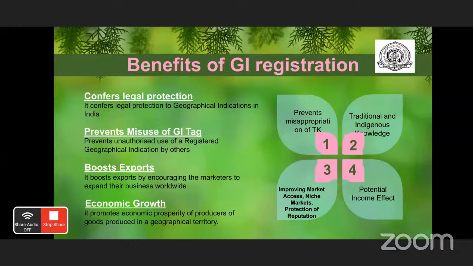It boosts exports, and finally there will be economic growth of the producers from the grassroots level, because it promotes economic prosperity of the producers of goods produced in a particular geographical territory. So there is a potential income effect. The producers from the grassroots level can now produce their product and sell their products in the international or national market. So these are the benefits of GI registration.